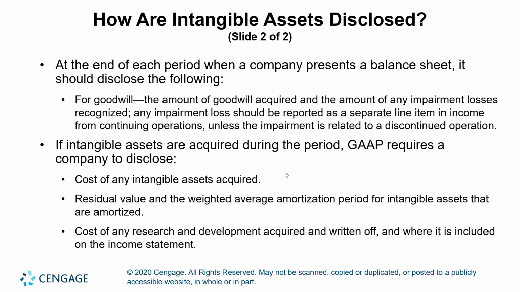At the end of the period, when a company presents a balance sheet, it should disclose the following: for goodwill, the amount of goodwill acquired and the amount of any impairment loss recognized. Any impairment loss should be reported as a separate item in income from continuing operations unless the impairment is related to a discontinued operation. If intangible assets are acquired during the period, GAAP requires a company to disclose the cost of intangibles acquired, the residual value and weighted average amortization for the period, the cost of any research and development acquired and written off, and where it is included on the income statement.